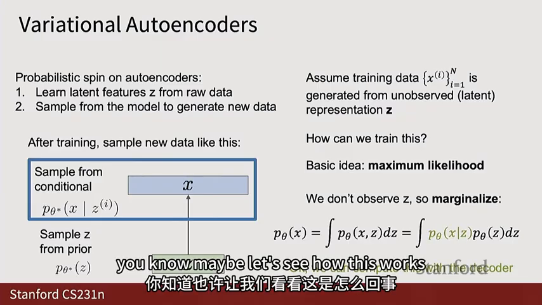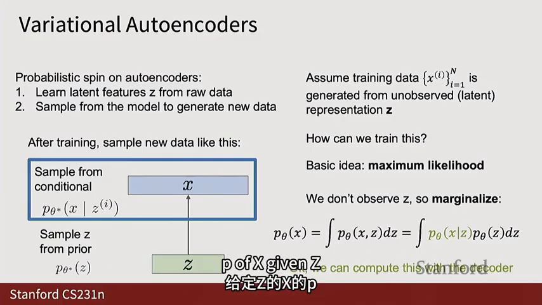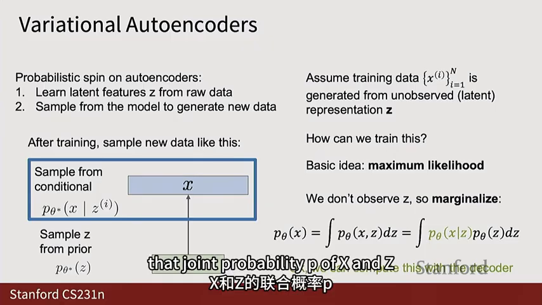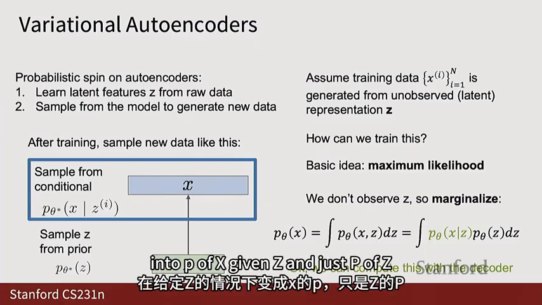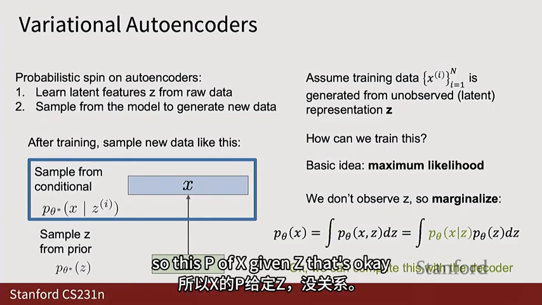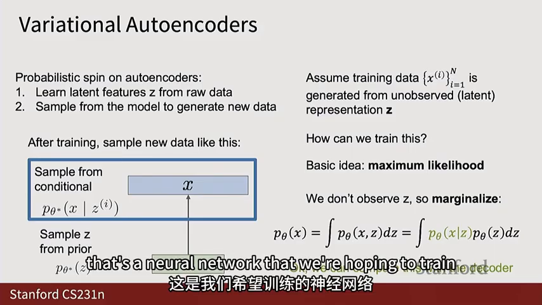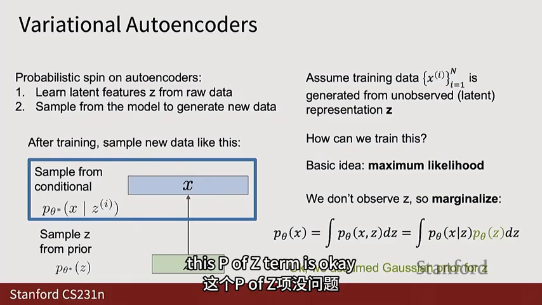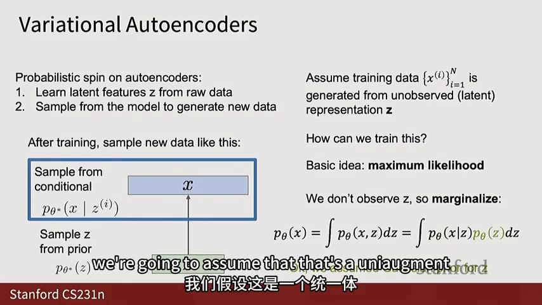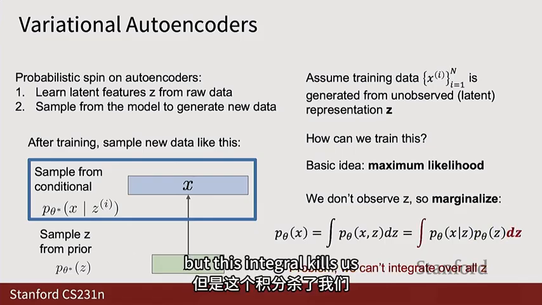Maybe, let's see how this works. So this term, and here we've also used the chain rule to break up that joint probability p of x and z into p of x given z and just p of z. So this p of x given z, that's okay. We could compute that with our decoder here on the left. That's a neural network that we're hoping to train. This p of z term is okay. We're going to assume that that's a unit Gaussian or some other simple distribution that we can compute or reason about. But this integral kills us, right?